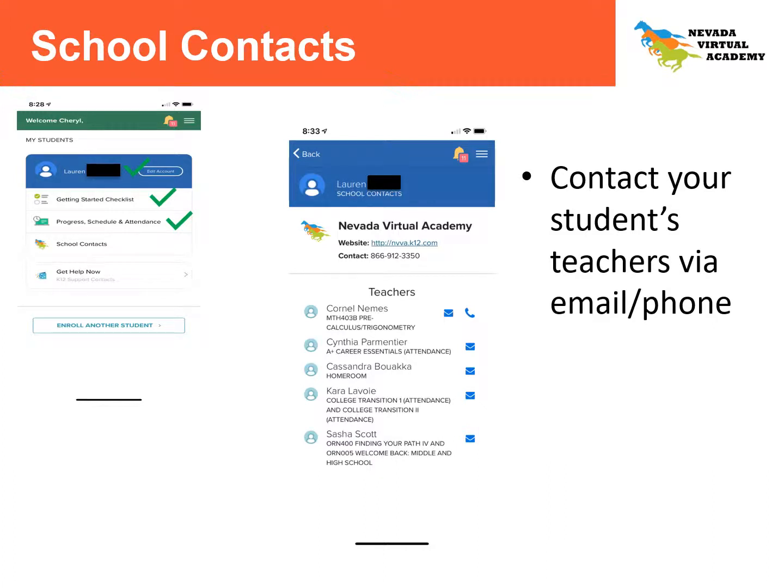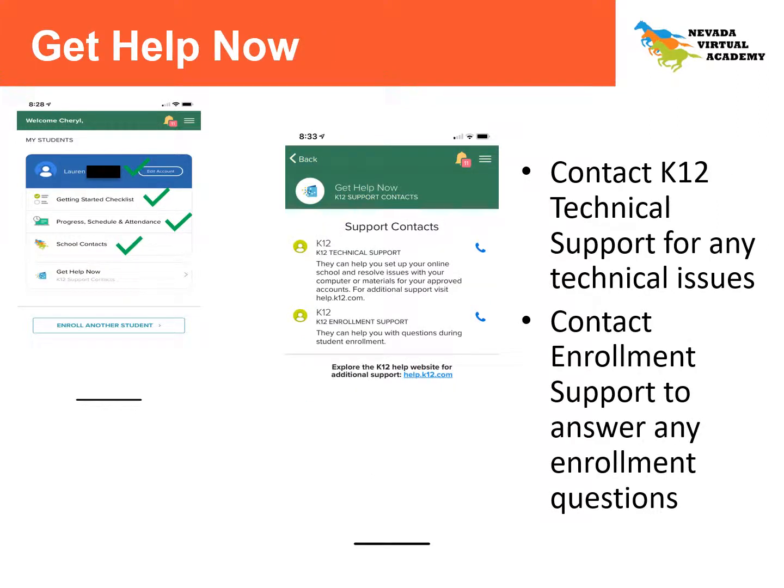Next, we will take a look at our School Contacts tab. You might remember that we can contact our teachers under our Progress tab as well, but this is just another area where we can get a hold of our teachers. Just click the envelope to send an email or telephone to call. We have some more contact information under our Get Help Now tab. Here you can call tech support if you have any computer issues, as well as K12 enrollment support if we have any questions regarding our students' enrollment status.